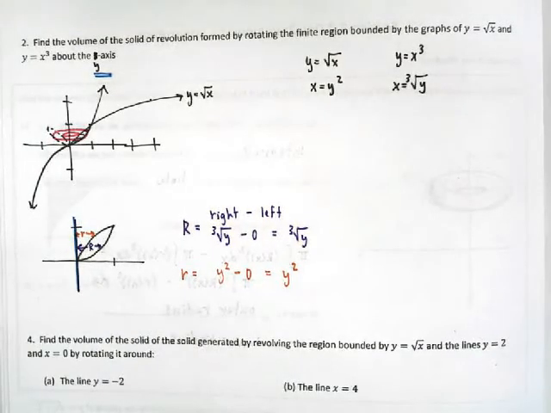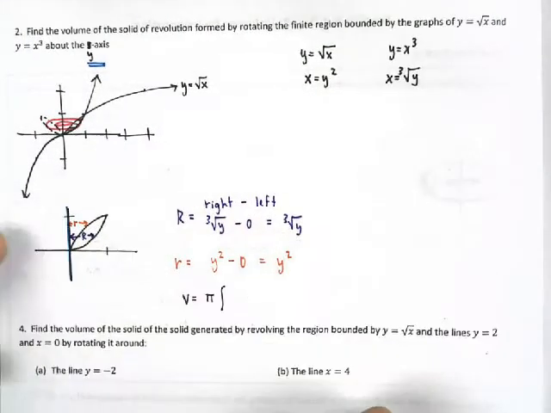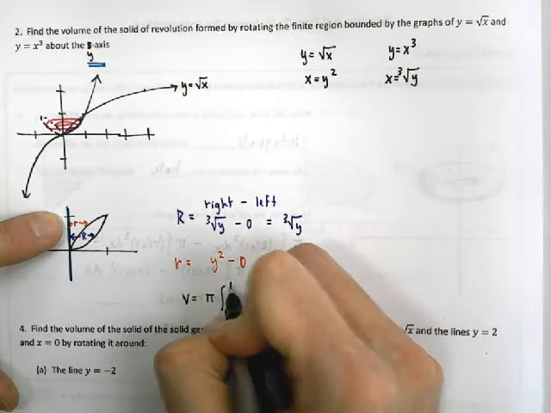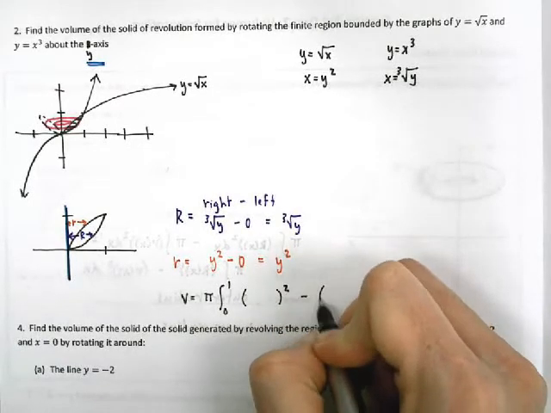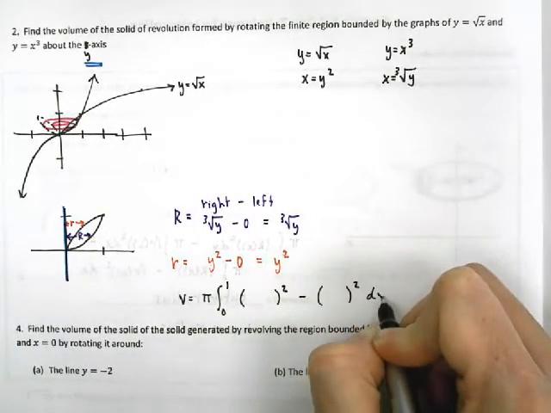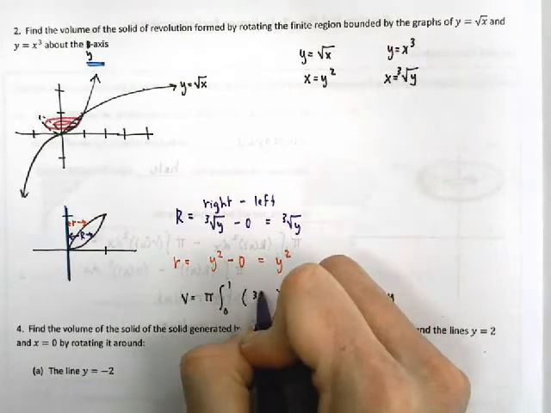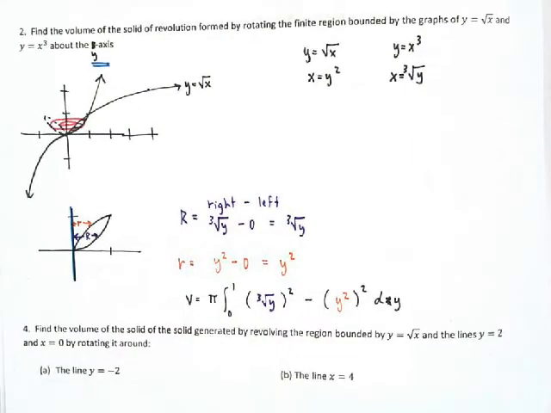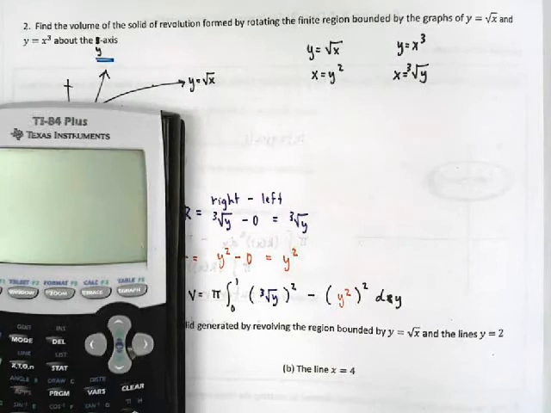So now I've got all my pieces, so I know my volume is pi times the integral. Now my limits are going to be the y values here. So I'm going from 0 to 1 of my big R squared minus my little r squared, and I'm integrating with respect to y. So my big R, we said was cube root of y, and my little r was y squared. Okay, and so then again, we'll use our calculator to calculate that.